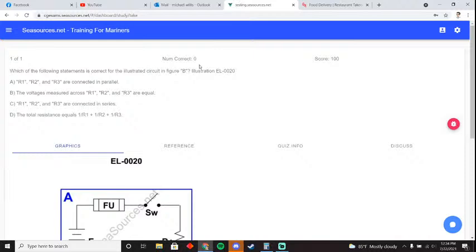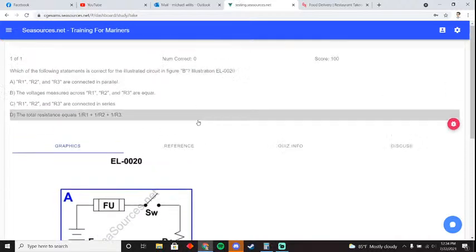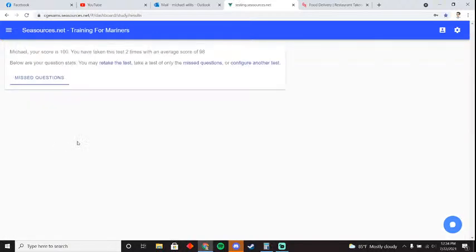Which of the following statements is correct? I've already explained why this is correct, but they are connected in series.